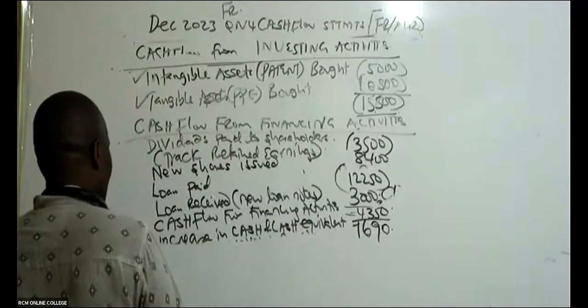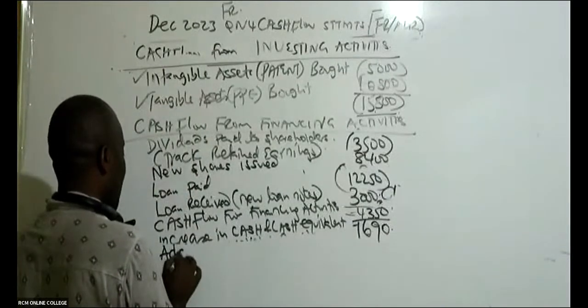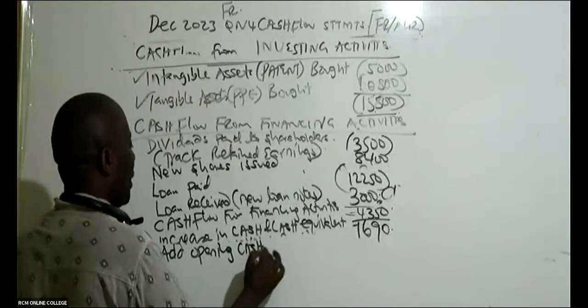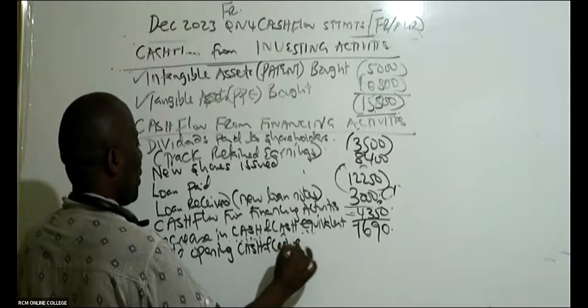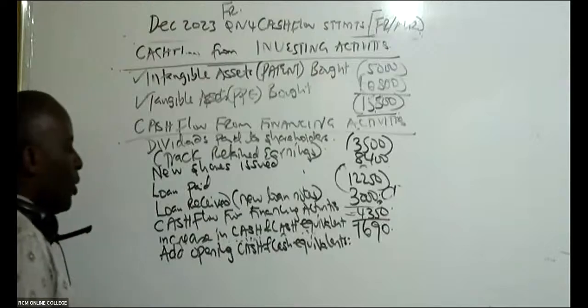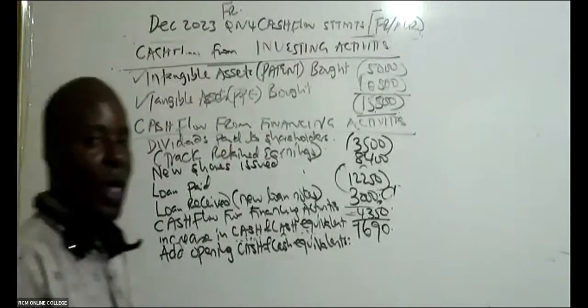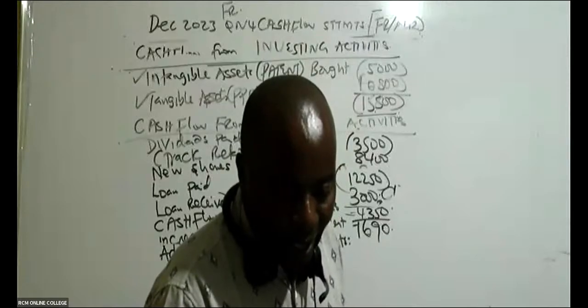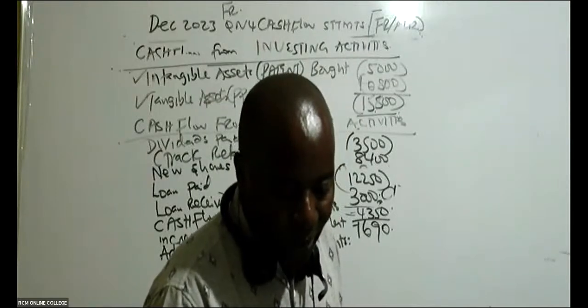So in this case, you say add opening cash and the cash equivalents. Go to your balance sheet.